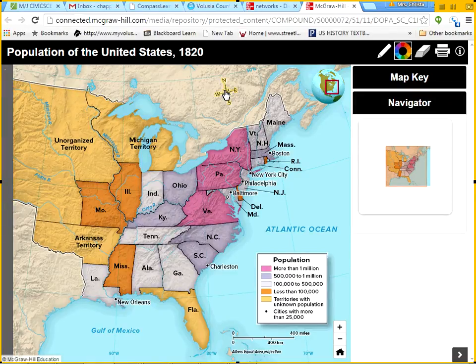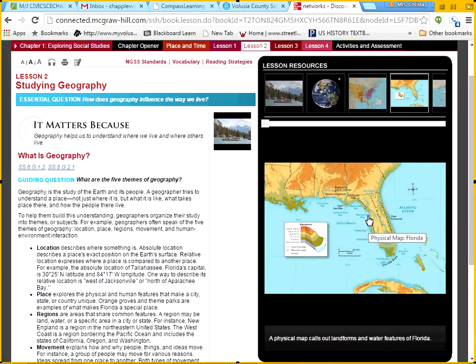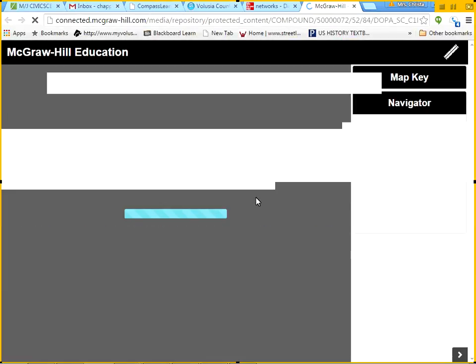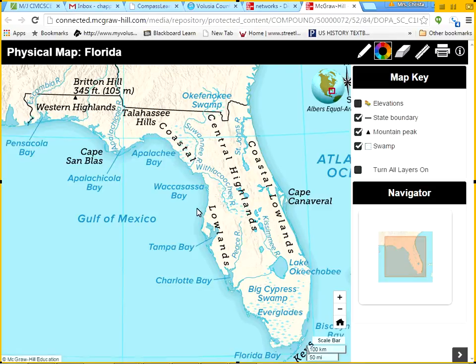And the compass rose, that was another one. I don't know why that's off the screen. Weird. So the compass rose is another that just tells you that this way is north, this way is south, this way is east, and going this way is west. All right, so that's one of the maps. And this is another type of map. This is a physical map. And it tells me the landforms, where the different landforms are.